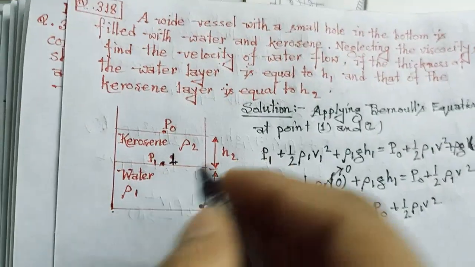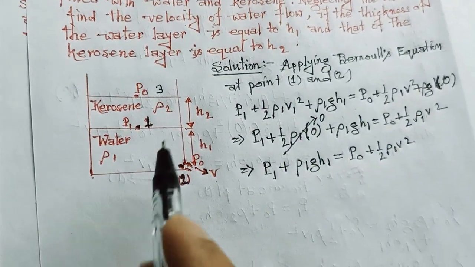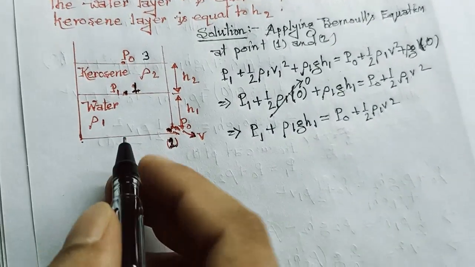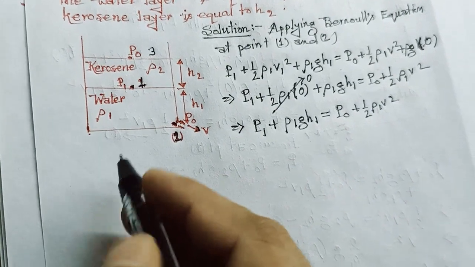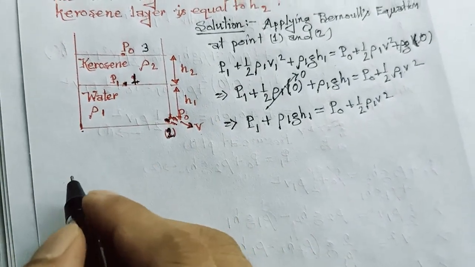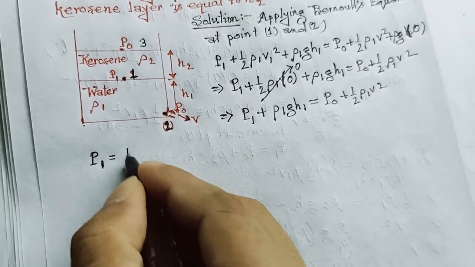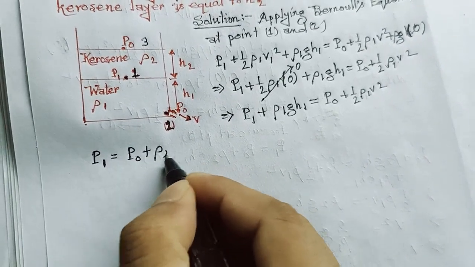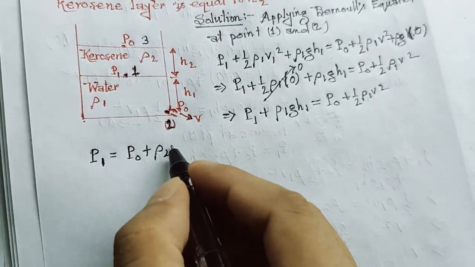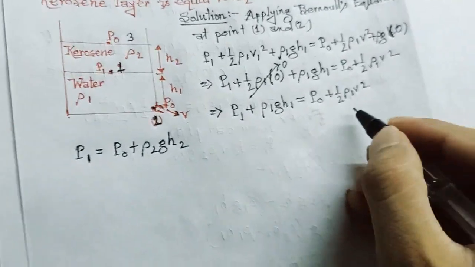Now we'll consider this point as point 3 and this as point 1. We'll consider the pressure equation between points 3 and 1. As the height difference between points 1 and 3 is h2, and 3 is the upper point, the pressure at point 1 will be P1 equal to P naught, the pressure at point 3, plus rho 2 g h2, because the density of the kerosene layer is rho 2. This was our equation number 1 and this is our equation number 2.